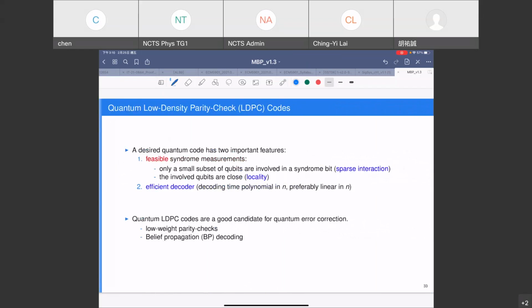Classically, the most important family of codes is the LDPC codes. They are low density parity check codes. These codes have sparse syndrome measurement, and there is a very good algorithm called belief propagation, BP.